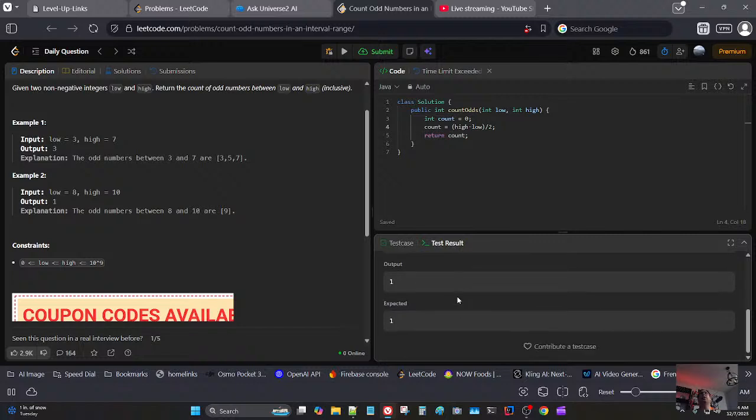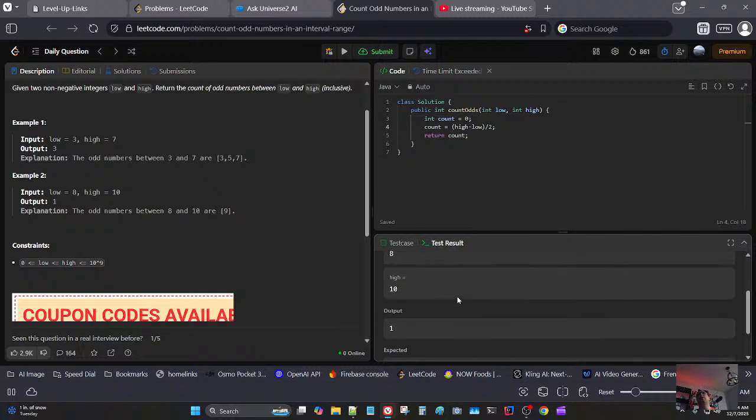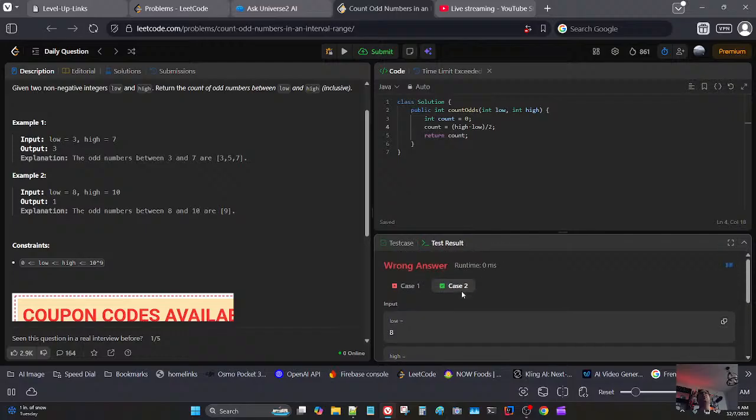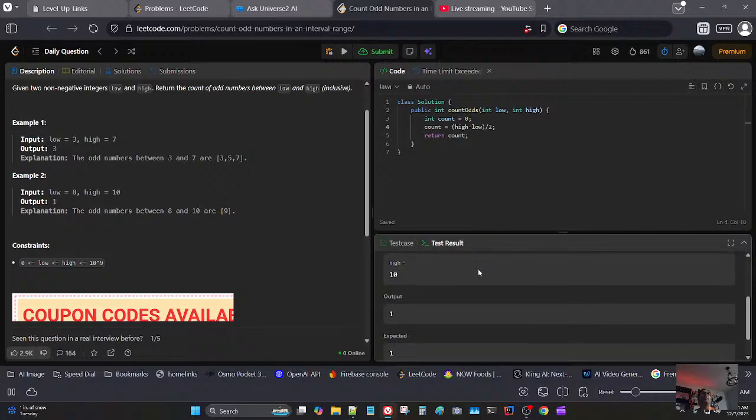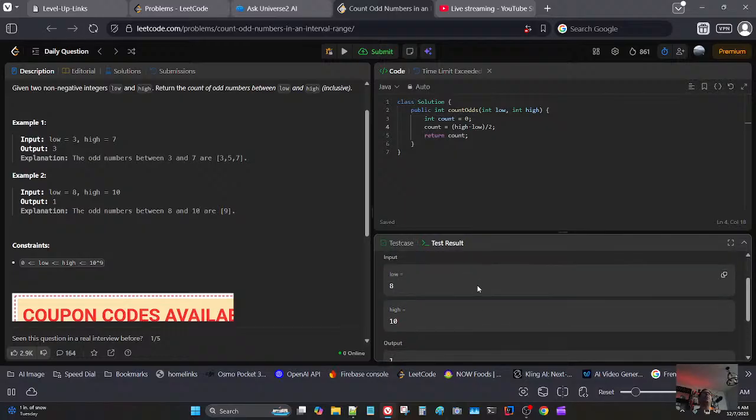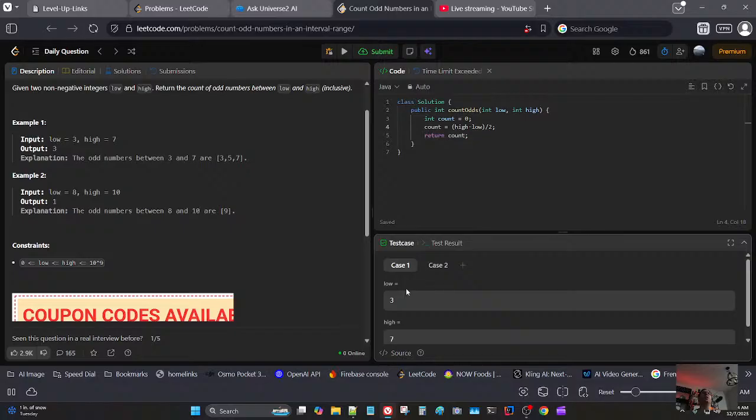And if they're both even, then it just works. But what if one of them's odd and one of them's even? What happens? I'm wondering now. Can I make a test case? Yeah, I can. Okay.